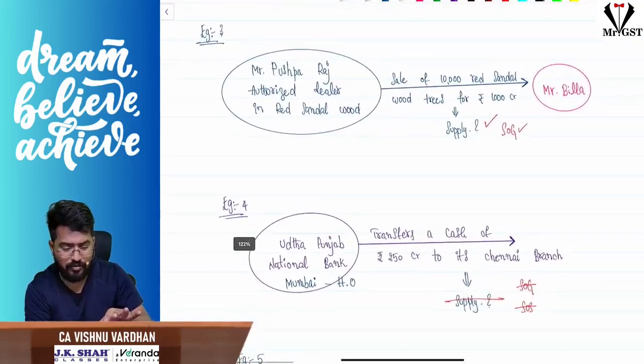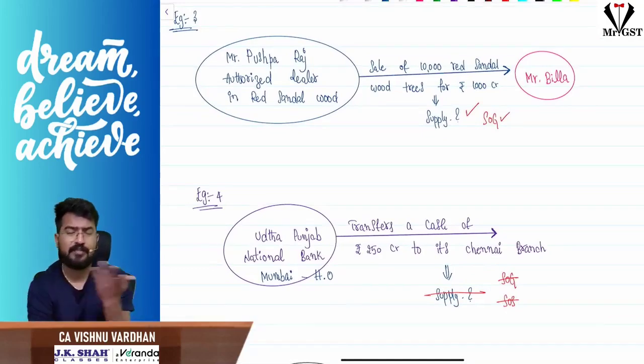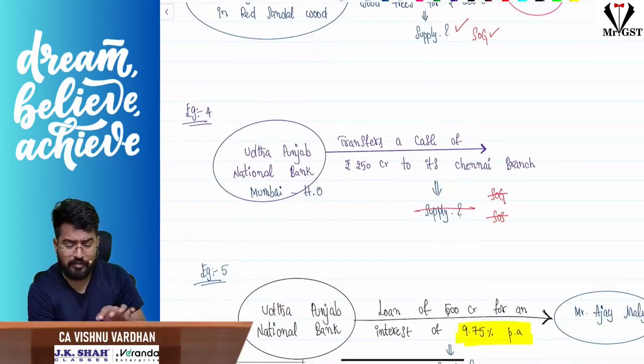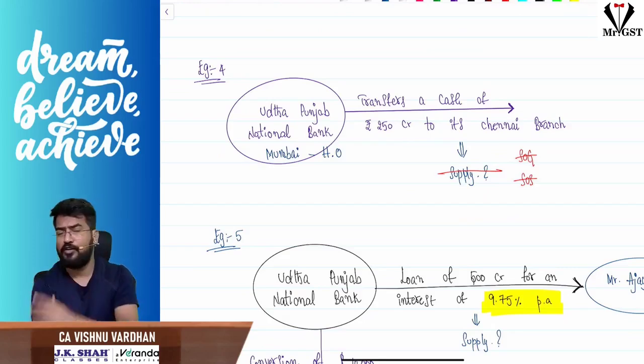Next, you can just go through the small examples. Pushparaj selling the sandalwood trees, yes, supply of goods because they are attached to land, but you can separate them from the land. Next, Udta Punjab National Bank transferring cash of 250 crores to Chennai branch from Mumbai head office. It is merely money, not a supply.